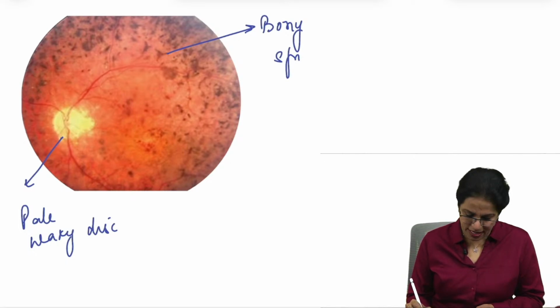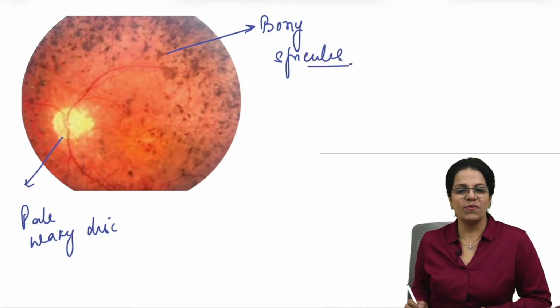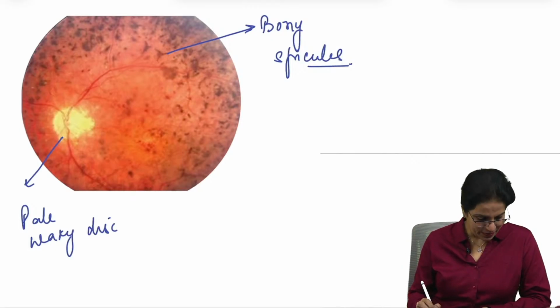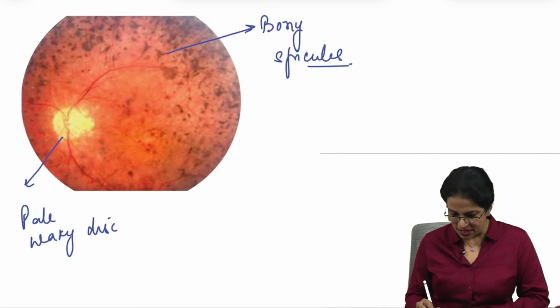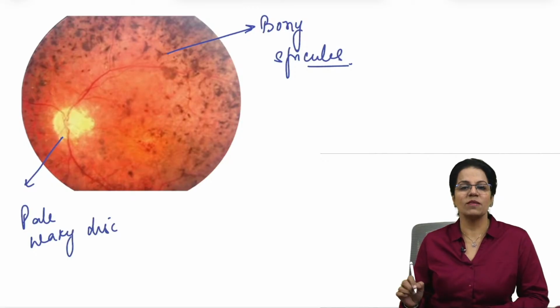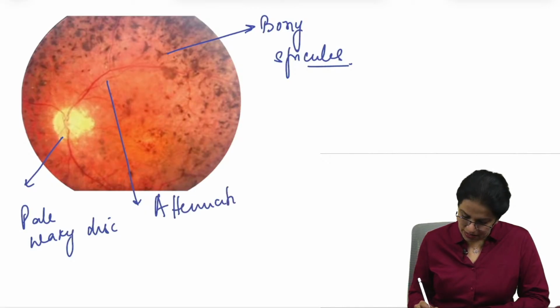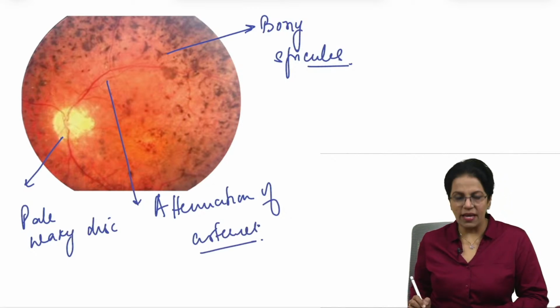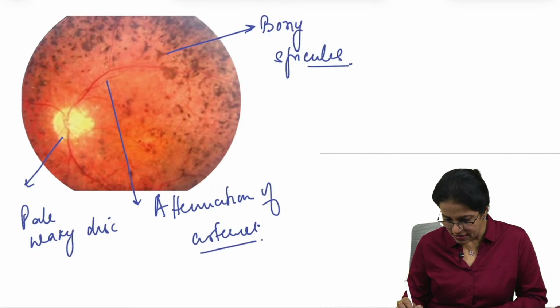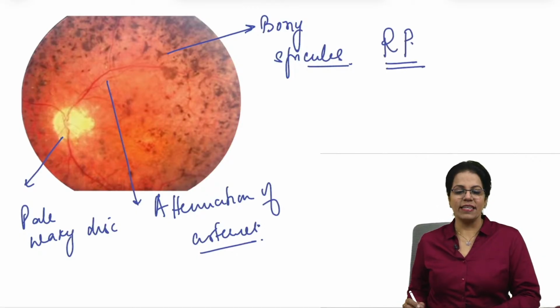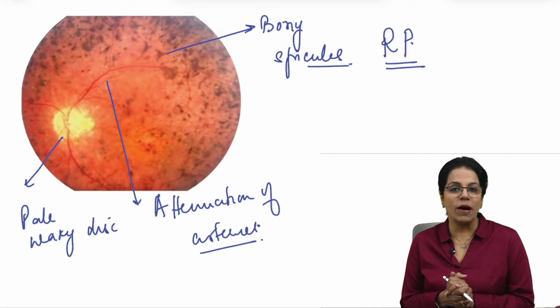Can you please tell me what is the diagnosis? Yes, Dr. Light, you are here. So, this is your retinitis pigmentosa, right? And we can also see the attenuation of arteries. So, the diagnosis is retinitis pigmentosa. What are the things they have asked you about retinitis pigmentosa?